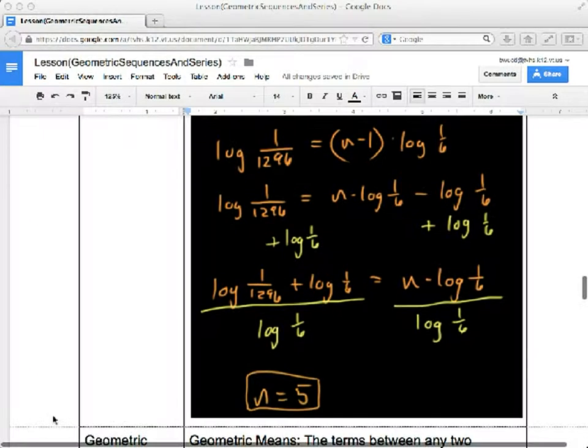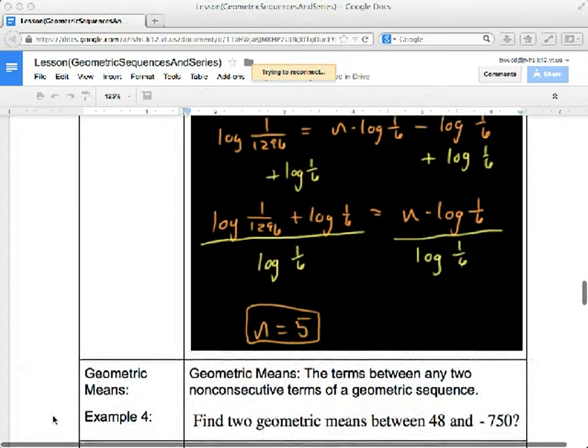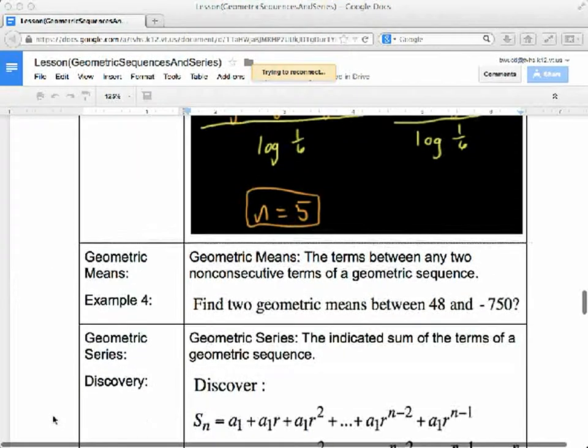So, not unlike the class yesterday, Friday technically, we're also going to talk about geometric means.